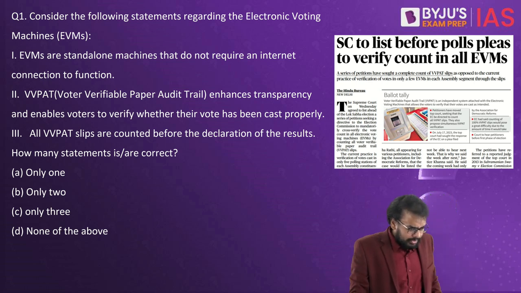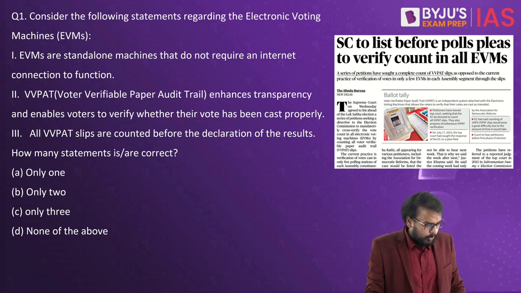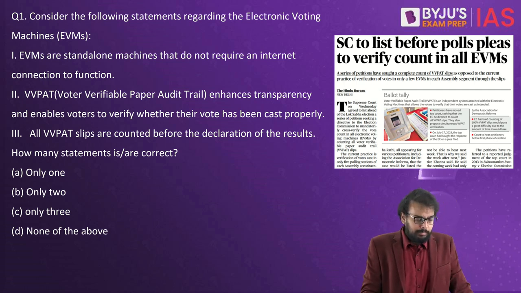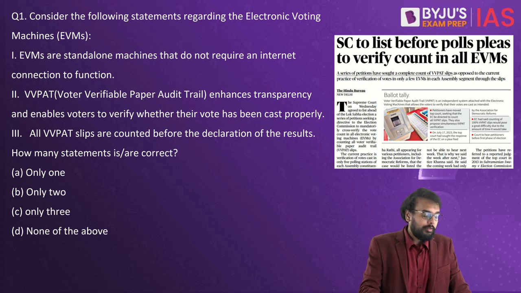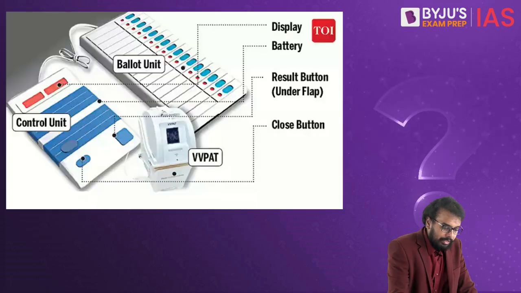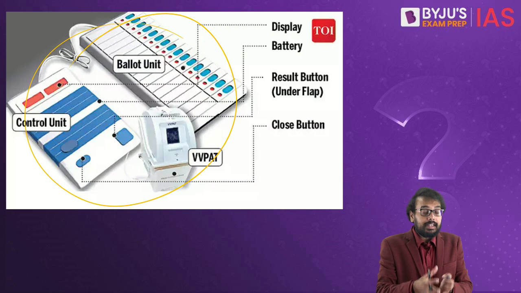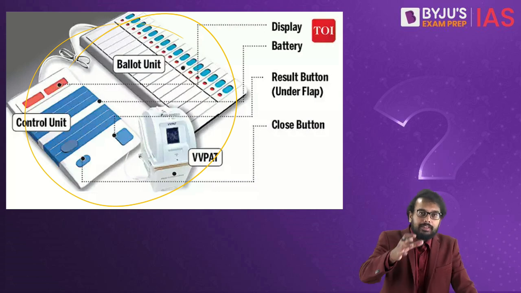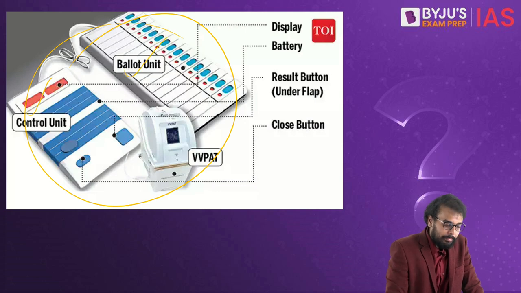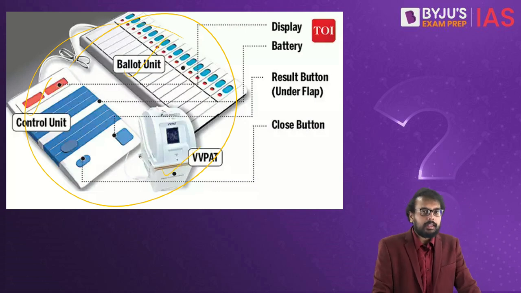Consider the following statements regarding the electronic voting machine, that is your EVM. Statement 1: EVM is a stand-alone machine that does not require internet connection to function. Do you think EVM is a stand-alone machine? Say for example, this is your EVM. Nowadays it involves this control unit, this ballot unit, and this VVPAT. All the three together are called your EVM.